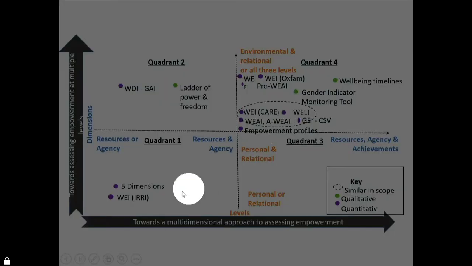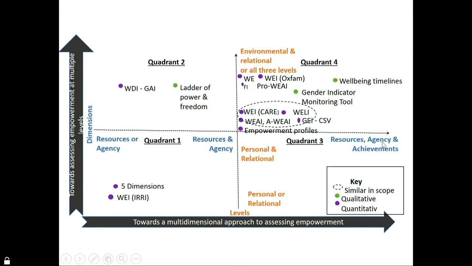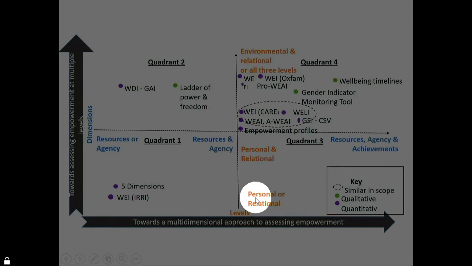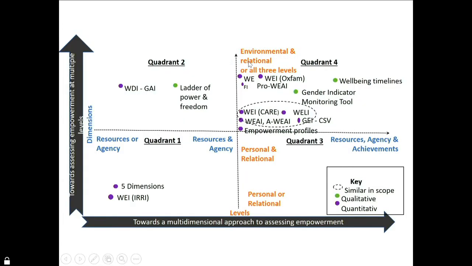When we analyzed this, we looked at several different factors, and in this graph, we present two of those factors. We have the dimensions on this axis: whether it just focused on resources or agency, whether it accounted for both resources and agency, or if it also got towards achievements on this side. And then we also looked at the levels: whether it was just looking at personal level empowerment, or maybe some relational issues between spouses often, whether it looked at both personal and relational, or if it also got at this environmental or societal level idea around empowerment. We tried to classify these tools. It wasn't always an easy process, but we've tried to classify them based on these two dimensions. In the paper, we also talk about some other factors, but for the graphic, we just look at these two dimensions.